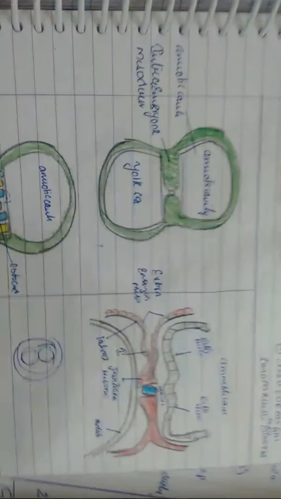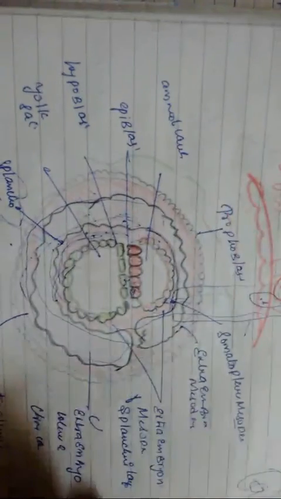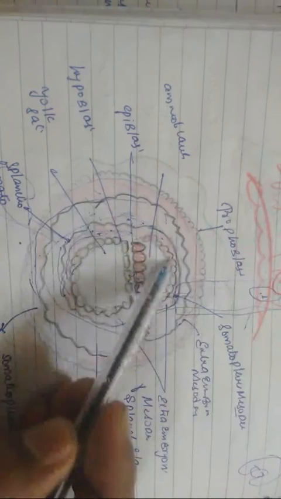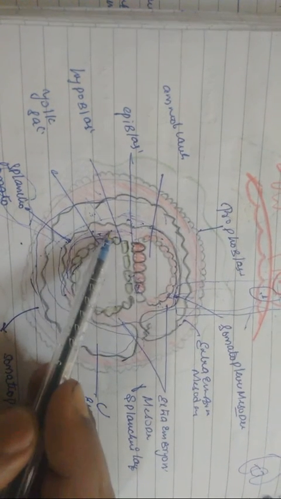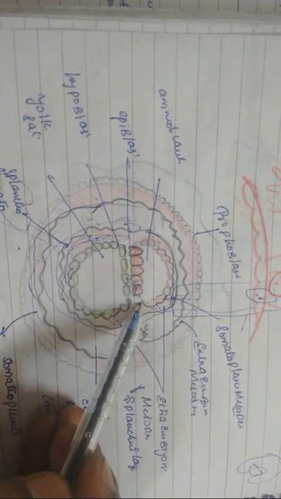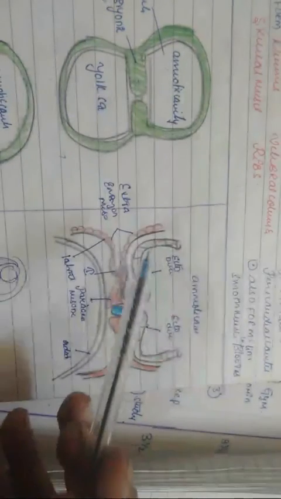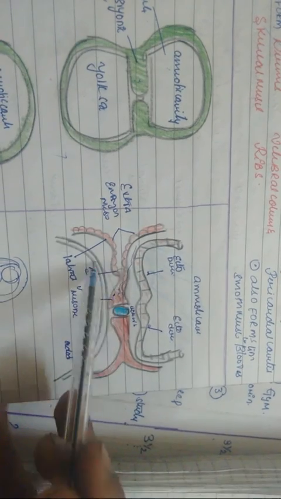One thing you have to understand here is the basic concept. This is the epiblast, this is the hypoblast, and this is the extra embryonic mesoderm. This extra embryonic mesoderm comes between the epiblast and hypoblast. Let me show you the structure here, and this is how the extra embryonic mesoderm has moved inside between the epiblast and hypoblast.